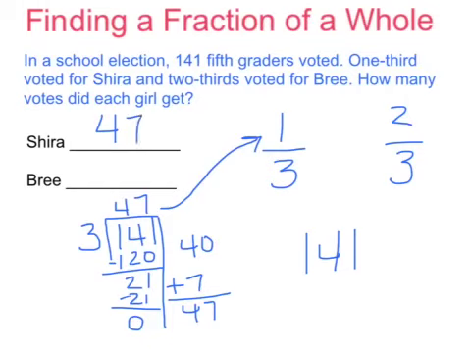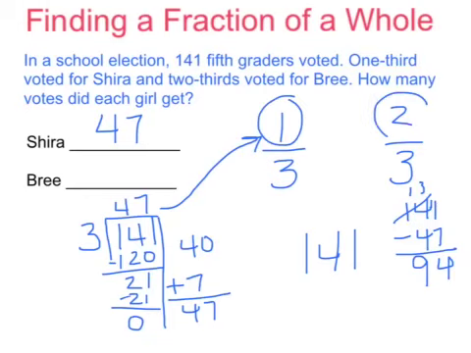Now I have to figure out how many votes Bree received, and there are a couple of different ways I can go about doing this. One of those ways is that I can simply take 141 and subtract 47, which leaves me with 94. Since 1/3 has already been used and I have 2/3 left, and I know that 3/3 is a whole, I know that 94 stands for 2/3 of that number.